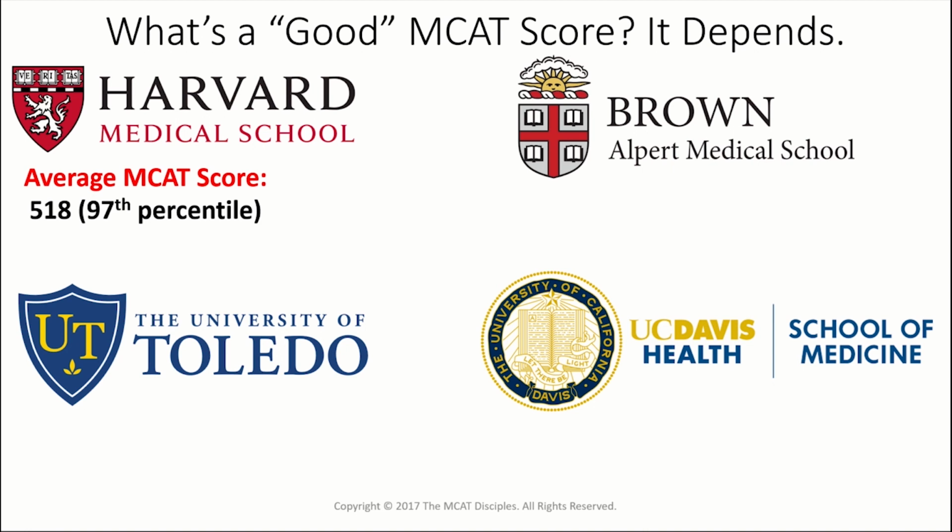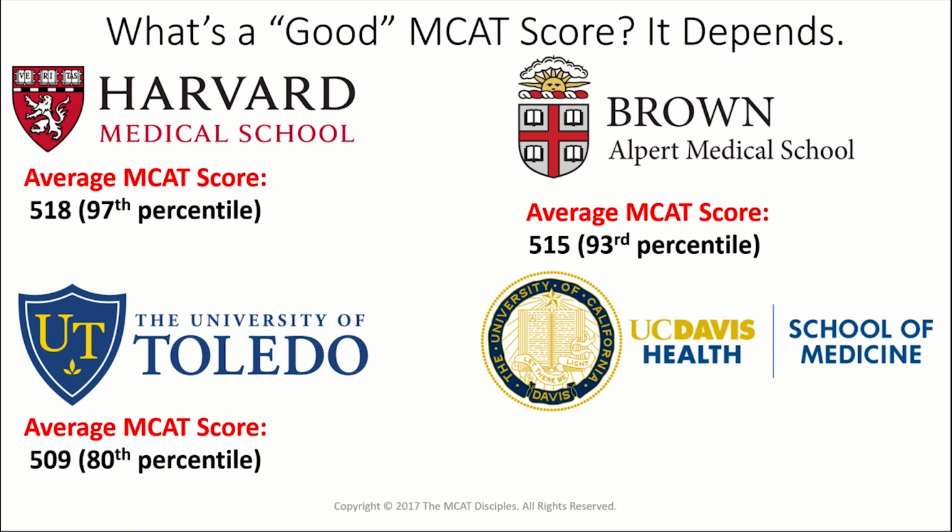Harvard Medical School, the average MCAT score is a 518 or the 97th percentile. Brown Alpert Medical School, average MCAT score of 515 or the 93rd percentile. The University of Toledo, the average MCAT score of 509 or the 80th percentile. And UC Davis School of Medicine, average MCAT score of 511 or the 85th percentile. So how you define a good MCAT score depends on how you look at it.